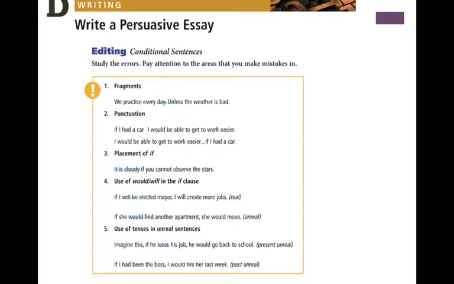Number 1, fragments. We practice every day, period. Unless the weather is bad, period. Now, if you're talking about spoken English, sure, those are fine. But for written English, don't begin a sentence with unless and then have a period after it, because the word unless is a subordinator, and that means that this dependent clause needs to be attached to an independent clause.